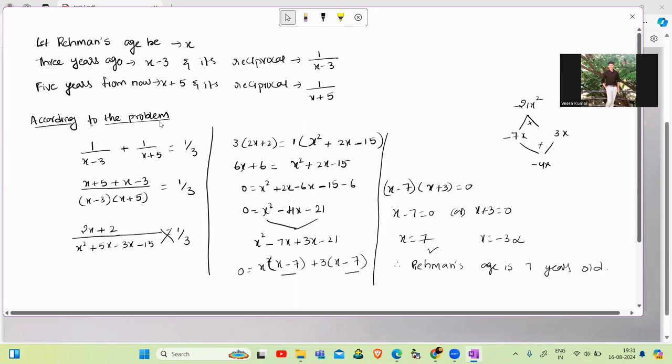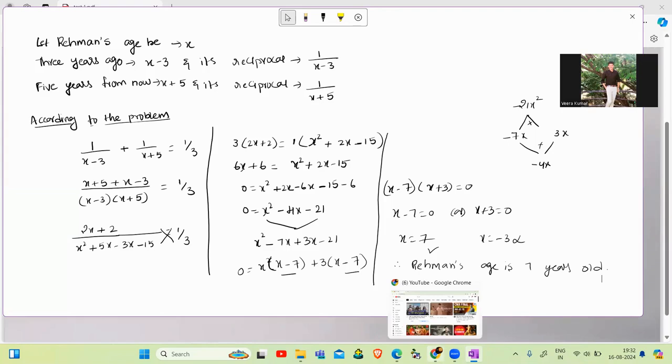According to the problem, what did they tell? The sum of the first and second is equal to 1 by 3. Then take the LCM, x minus 3 into x plus 5. After the LCM, you will get the equation. Once you get the equation, you need to go for the factorization method. x cannot be minus 3 because age cannot be negative. So x is equal to 7, where Rahman's age is 7 years old. That's it. Clear? Yes.